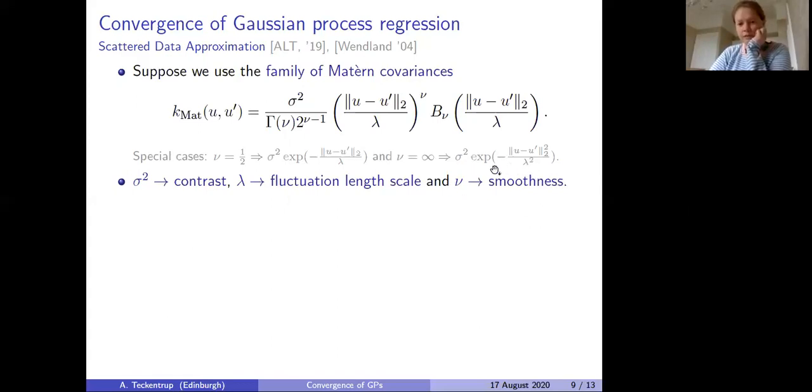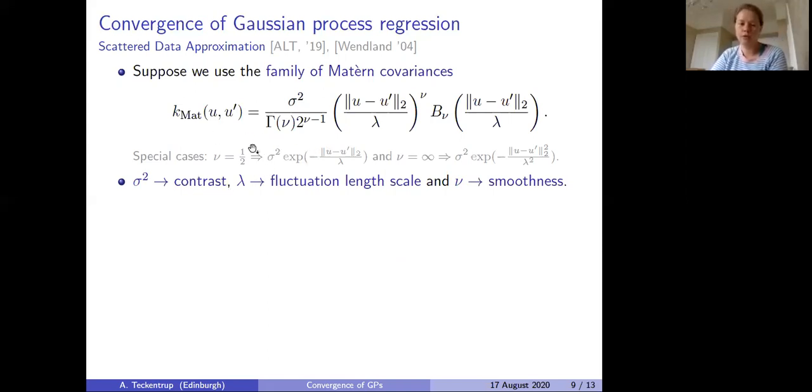The final one is nu, which is the smoothness parameter, and this is directly related to how many derivatives your samples are going to have. So nu governs the smoothness in that way. Okay, so generally this formula looks quite horrible. It does simplify for some particular choices.